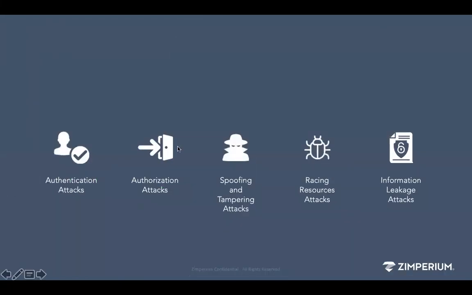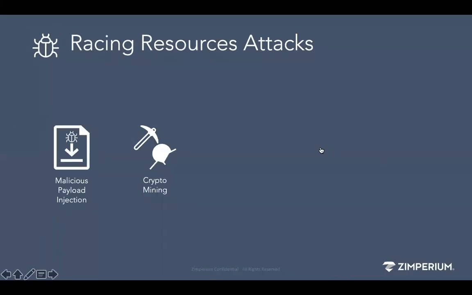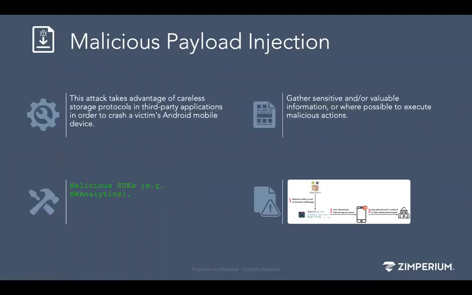So, resource attacks. These are some of my favorite. This attack takes advantage of carelessness in protocols, right? Malicious payload injection is basically just carelessness. In tools, you'll see malicious SDKs. You'll see some SDKs provided out there that are helpful to the developer, but you don't know what you don't know. So basically, what the hackers are trying to do is gain information, right?